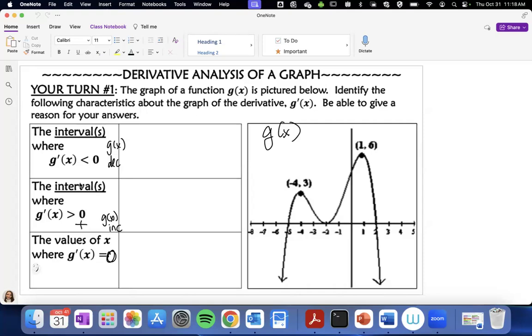The derivative tells us about our original function. The negative tells us the original function is decreasing. The positive derivative tells us the original function is increasing. And a derivative equaling exactly 0 is a max or min.